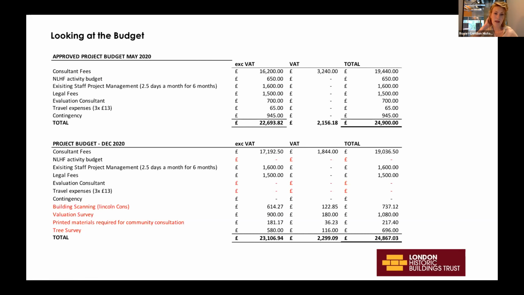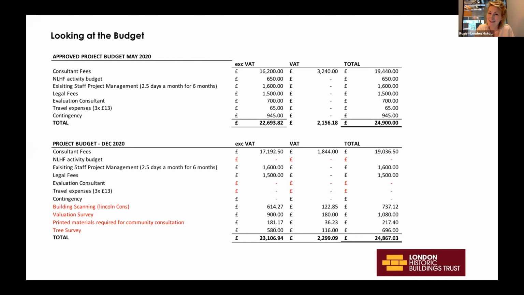And then to make our new budget work, there were some things that we had to take out. So the activity budget: because everything went online, actually we could do a lot of our activities in a different way. So we could do our open day. We did our workshop with the school virtually. And actually, our costs for that came down considerably.